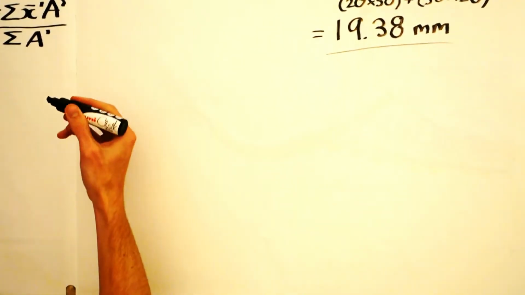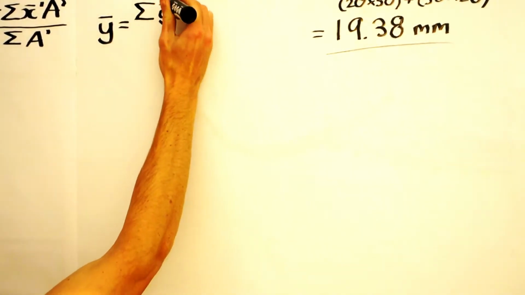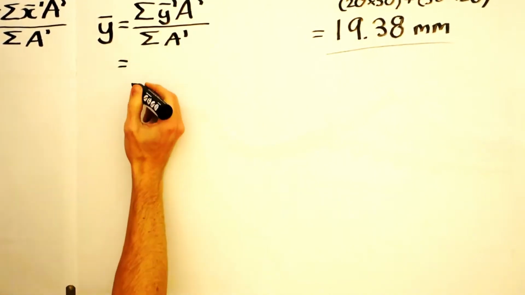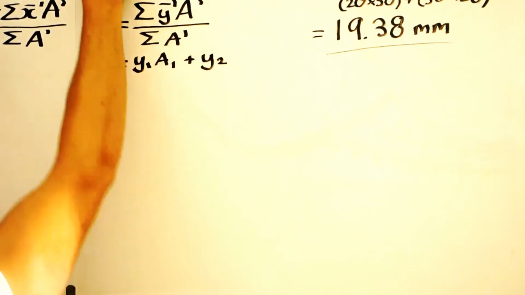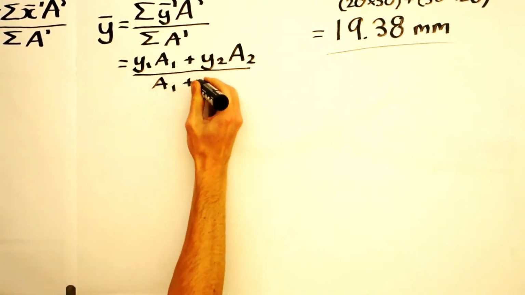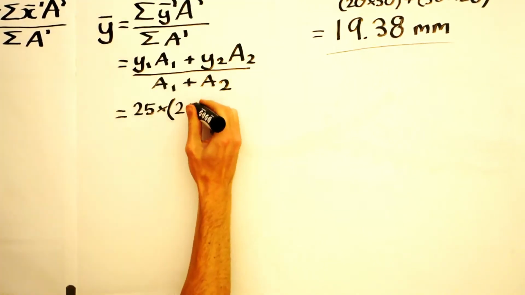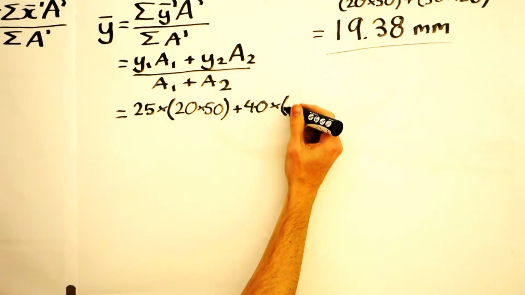Now let's write our y equation again. Y bar is equal to y bar dash a dash, and that's summed over the sum of a dash. Just like with the x equation, we'll expand that so it's y1 a1 plus y2 a2 over a1 plus a2. Now to sub all those in, we have y1 equals 25, a1 is 20 by 50 still, y2 is 40 and a2 is 30 by 20.